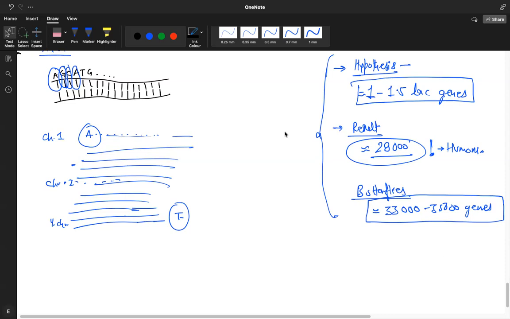The Human Genome Project was a very ambitious mega project aimed at sequencing the whole human genome, which is approximately 3 into 10 raised to power 9 base pairs.